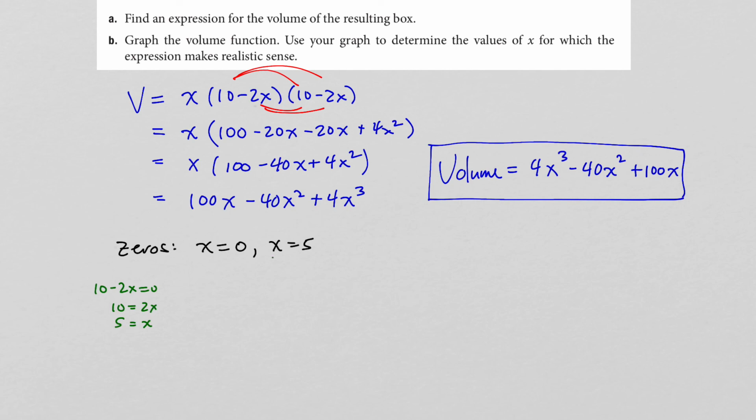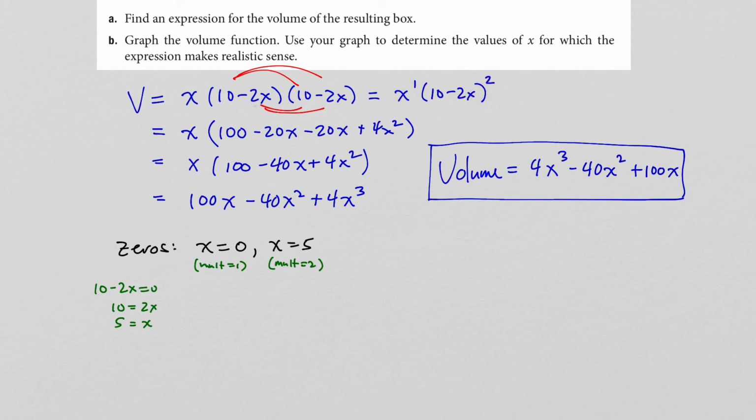Now, I will point out that x equals 5 has multiplicity equal to 2, whereas x equals 0 has multiplicity equal to 1. So do we all understand why the multiplicity is 2 here? Yeah, it's because you have two factors of 10 minus 2x, right? So you could have written this in the beginning as x times 10 minus 2x to the second power, okay? So we can see multiplicity here is 1 and multiplicity here is 2.